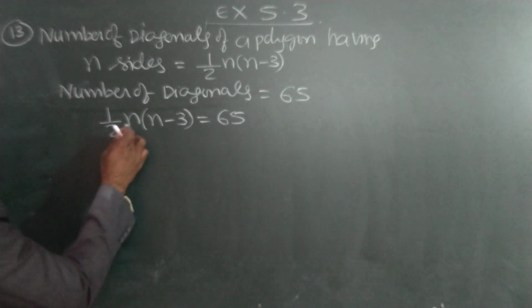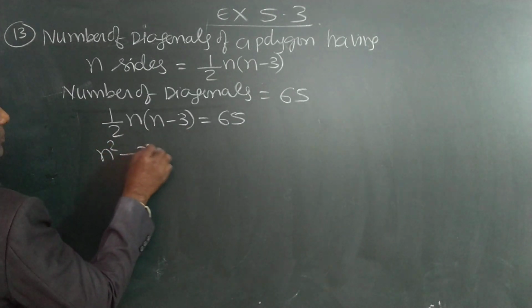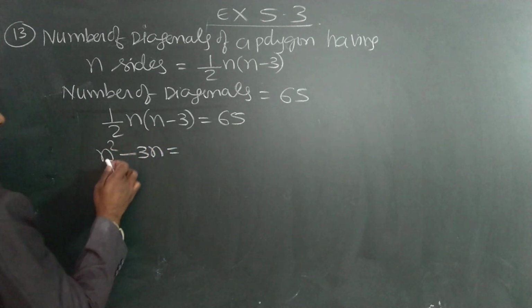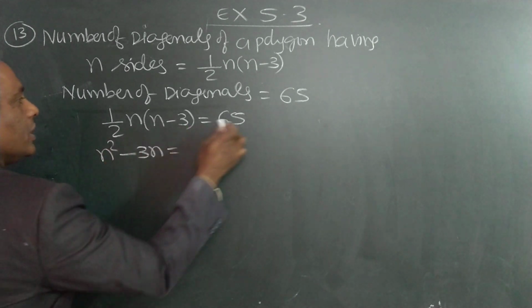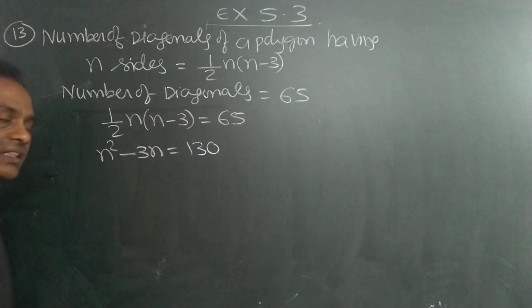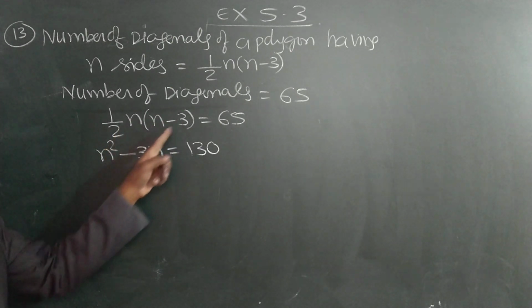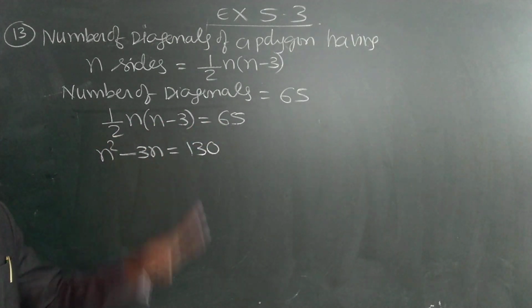Now see students, n into n, n square. N into 3, 3n. 2 into 65, 130.